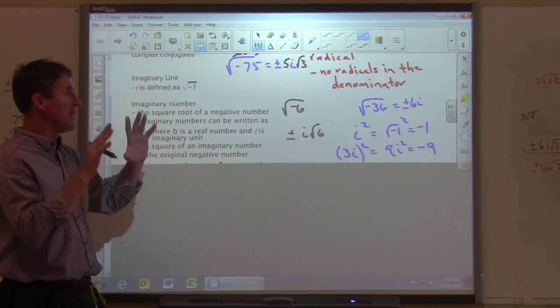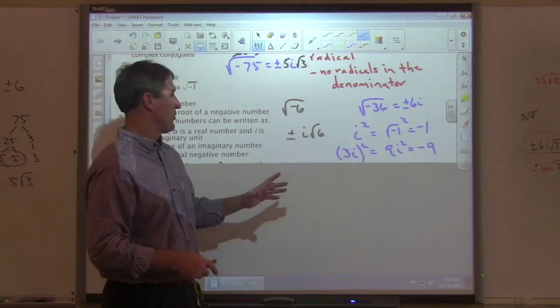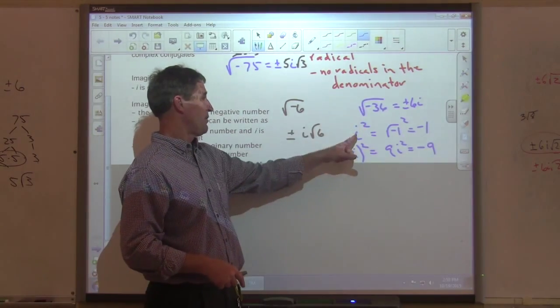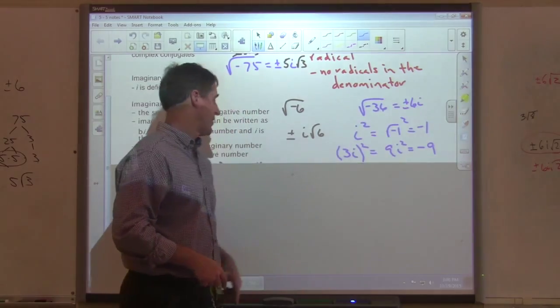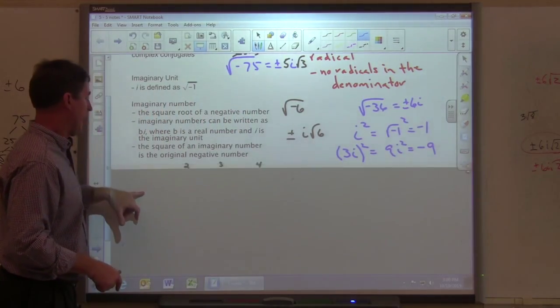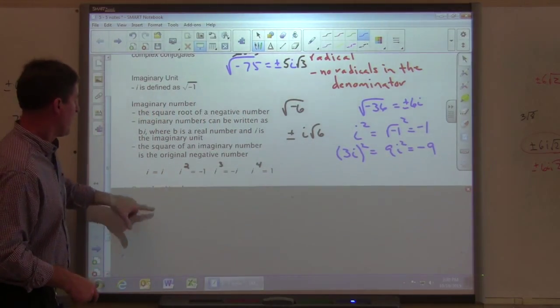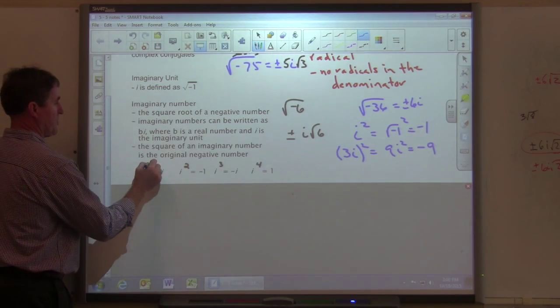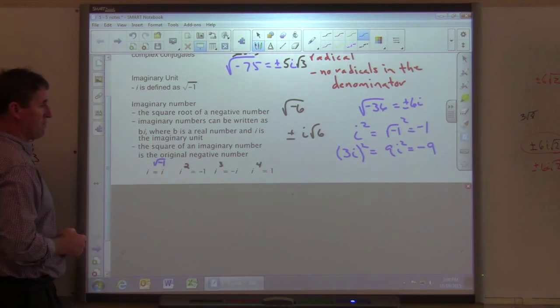But if you just get over the worrying about an imaginary unit, it's just if you have a negative sign, you bring an I out front, and you take care of that. So here's what happens as you take I. We already know that I is equal to the square root of negative 1.